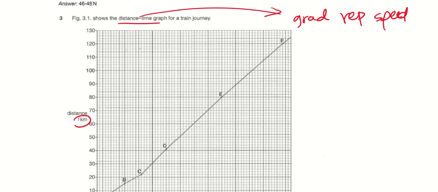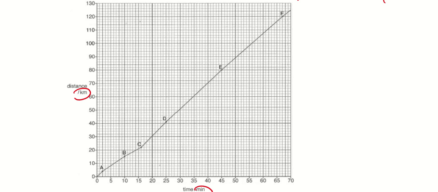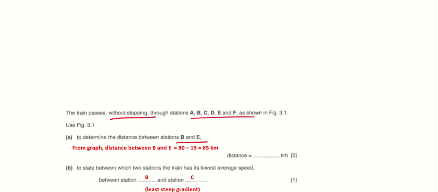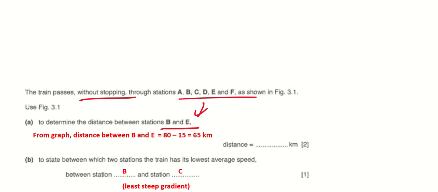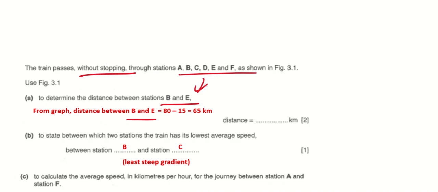That means never read. You see, that's how O-level does it. They list down everything, but if you're not careful, you will miss this. So from the graph, the distance between B and E is 65 km. That means you just take the distance between B and then E, then you subtract.